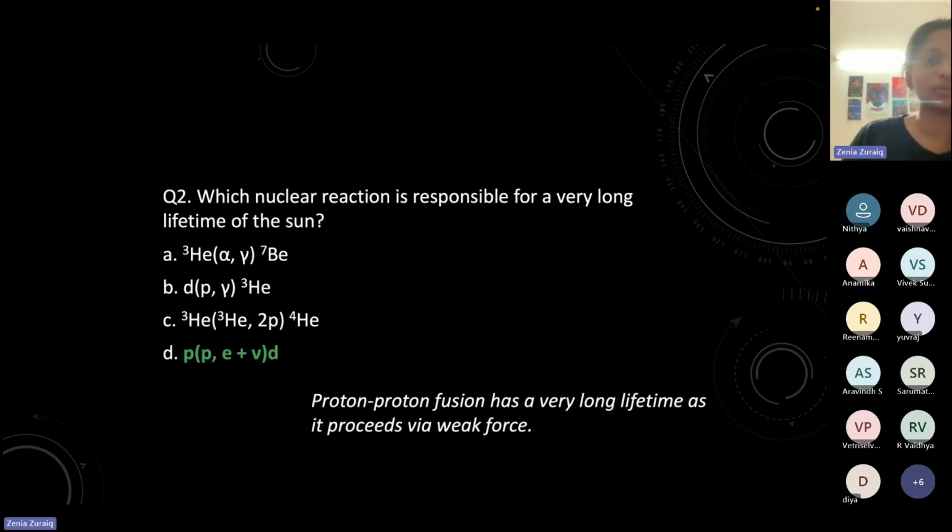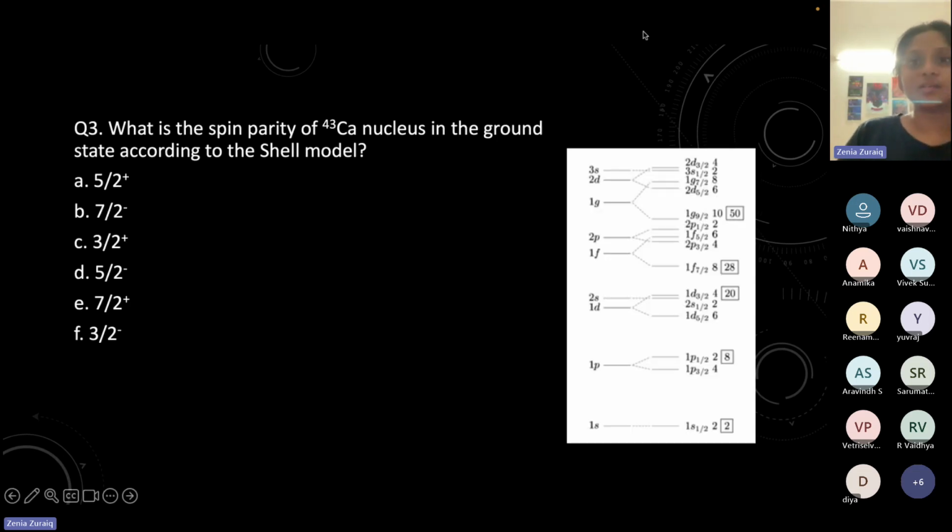If anyone has any doubts, please put it in the chat. But for now, I'm moving to the next question. This is a direct application of what we did, and I have even provided you with the shell model so that it becomes easier for you. The question is, what is the spin parity of the 43 calcium nucleus in the ground state according to the shell model? I have given you a diagram of the shell model also, but if you want to do it properly, please don't look at the diagram. Try to do it on your own, and then if you have any doubt, you can consult the diagram, because that will be better for you from the point of view of the exam. Someone has raised their hand. If you have a question, please go ahead.